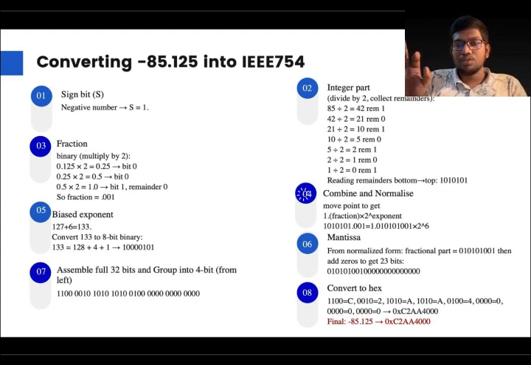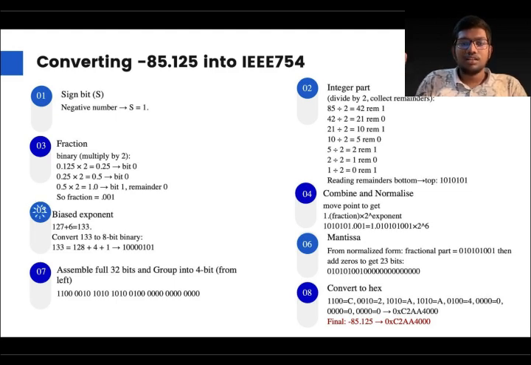So this is the final number, 1010101.001. We need to get into the form of 1 point fraction and 2 power exponent. When we convert this, we move the decimal by 6 places. So we get 1.010101001 into 2 power 6. This is a normalized form. We should basically get 1 at the start and then some decimal into some 2 power exponent.